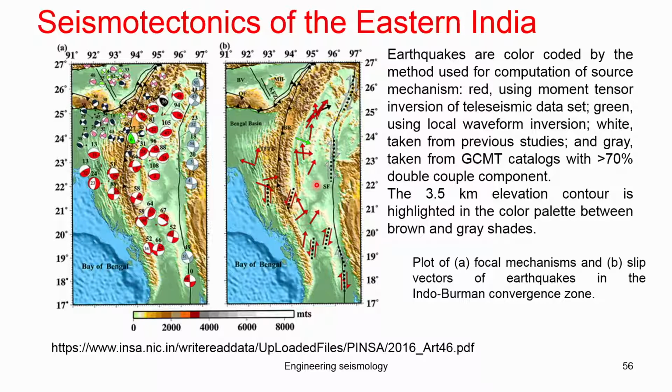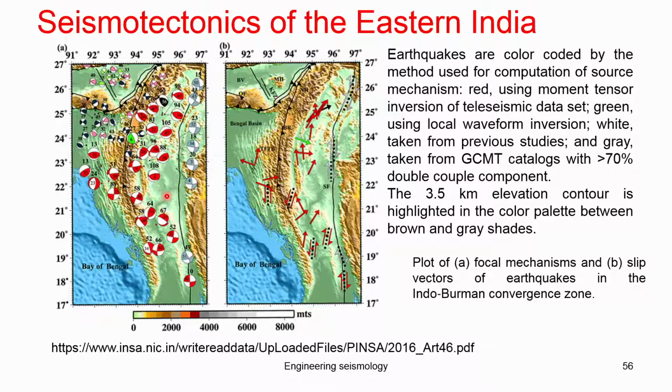So this is again the eastern part. You can see the source mechanisms from different earthquakes, from small and moderate to big earthquakes, shown as beach balls. The earthquakes are color coded by the method used to compute the source mechanism: red using moment tensor inversion of teleseismic data, green using local waveform inversion, white taken from previous studies, and gray from the GCMT catalog with 70% double couple component. So the different methods used are given.